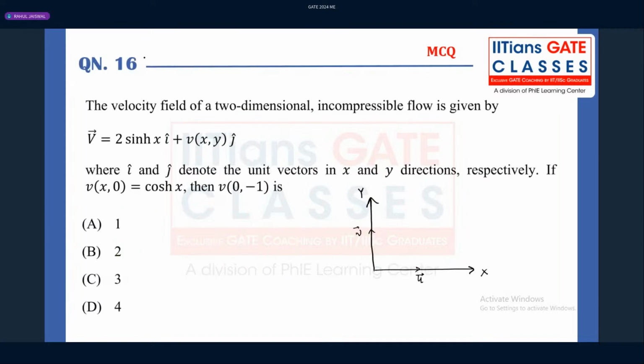Means question number 16. Which option should be correct? C should be correct.